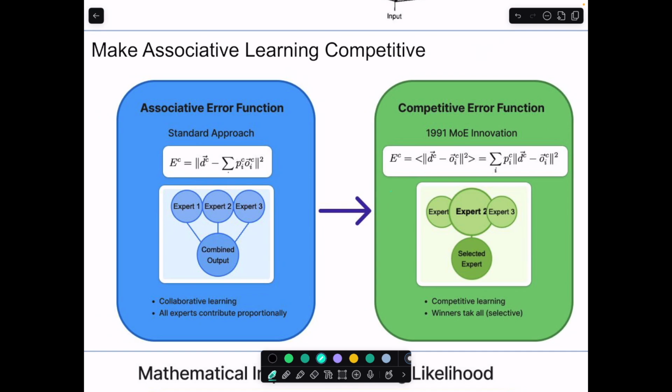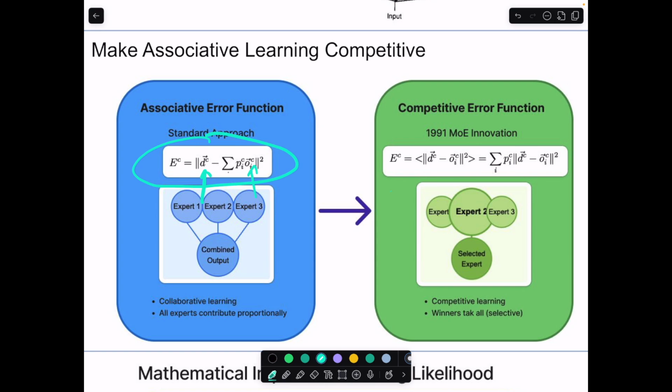So how did the paper make associative learning competitive? The original 1991 MOE paper made a crucial innovation in how it approached the error function, what we now call the loss function. The standard approach is associative. As you can see here, it uses an error function of the desired output minus a combination of all the outputs from the experts. So here, E is error, Pi is the probability assigned by the gating network. This function treats learning as collaborative because all the experts contribute proportionally to the final output.